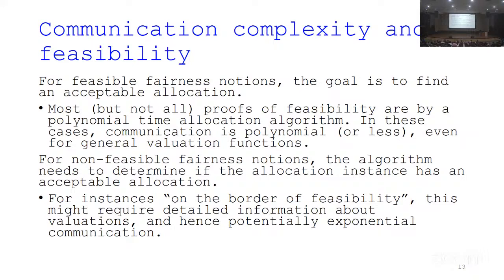But if a fairness notion is not feasible, then the goal would be at first at least to determine if there is a feasible allocation or not. And this depends on very minute details in the valuation functions. So maybe you'd need to explore the whole valuation function until you find out if there is a feasible allocation or not. So this might require exponential communication. So this is in terms of what we would expect the results to look like.